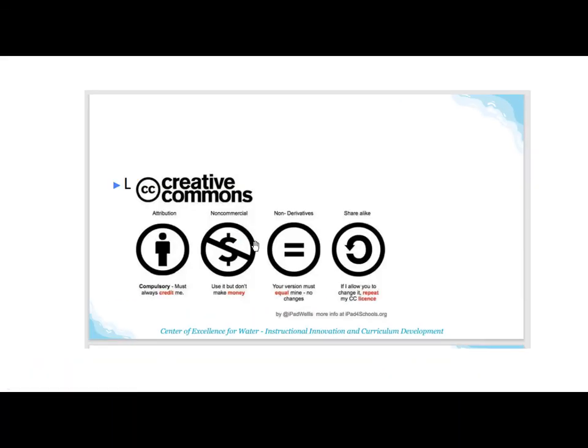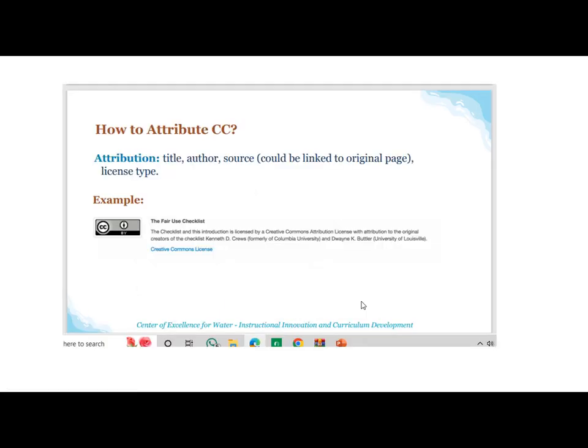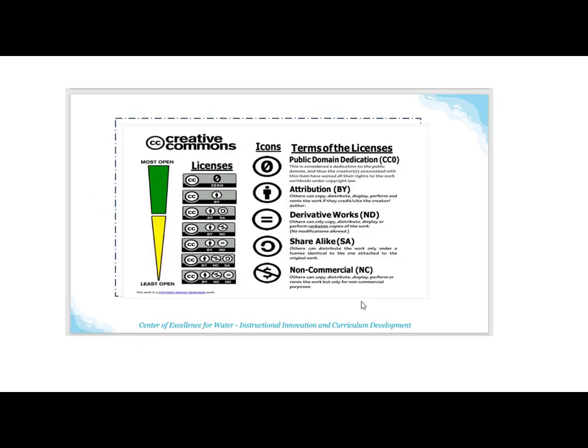Here we have Creative Commons, and even Creative Commons, the CC, has subdivisions icons like compulsory or use but don't make money. Here the icons actually explain your version must equal mine, and here if I allow you to change it, repeat my CC license. Here is how to attribute CC. You attribute CC using title, author, source, and license type.